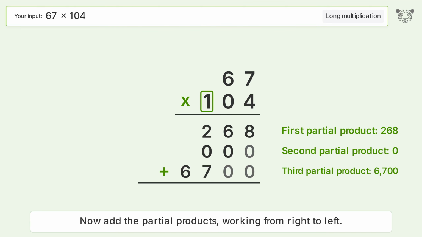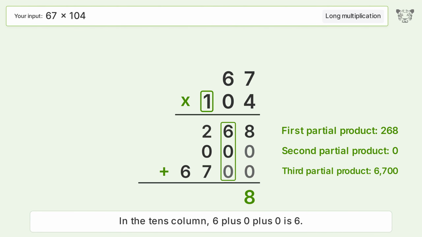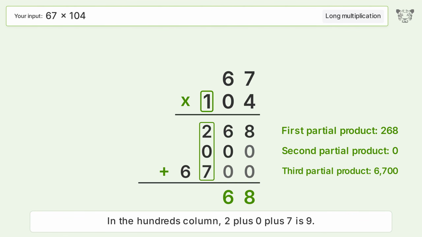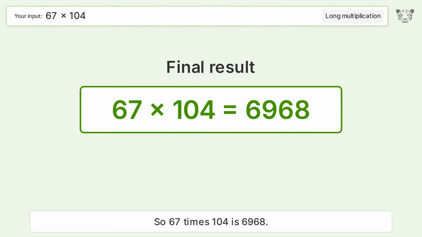Now add the partial products, working from right to left. In the ones column, 8 plus 0 is 8. In the tens column, 6 plus 0 is 6. In the hundreds column, 2 plus 0 plus 7 is 9. In the thousands column, bring down 6. The whole product is 6,968. So 67 times 104 is 6,968.